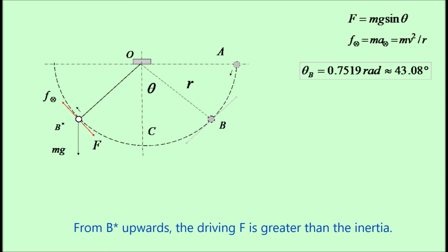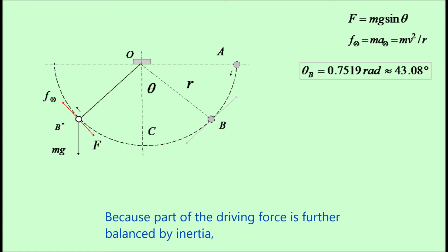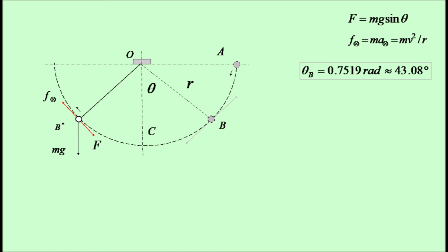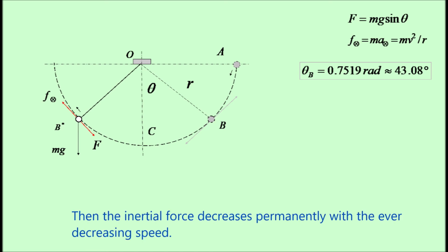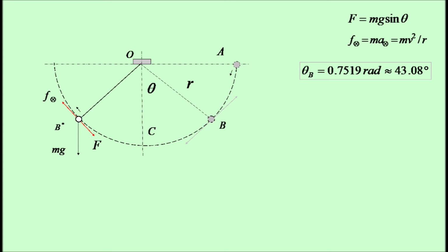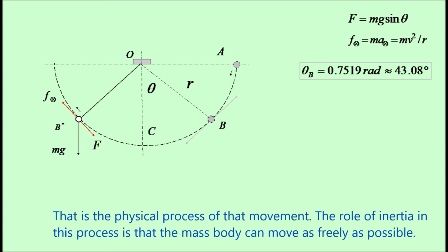From B** upwards, the driving F is greater than the inertia. Because part of the driving force is further balanced by inertia, only the remaining part remains, with which the speed of the pendulum is reduced. Then the inertial force decreases permanently with the ever-decreasing speed. Nevertheless, it always compensates for part of the driving force until the speed is reduced to zero. That is the physical process of that movement.